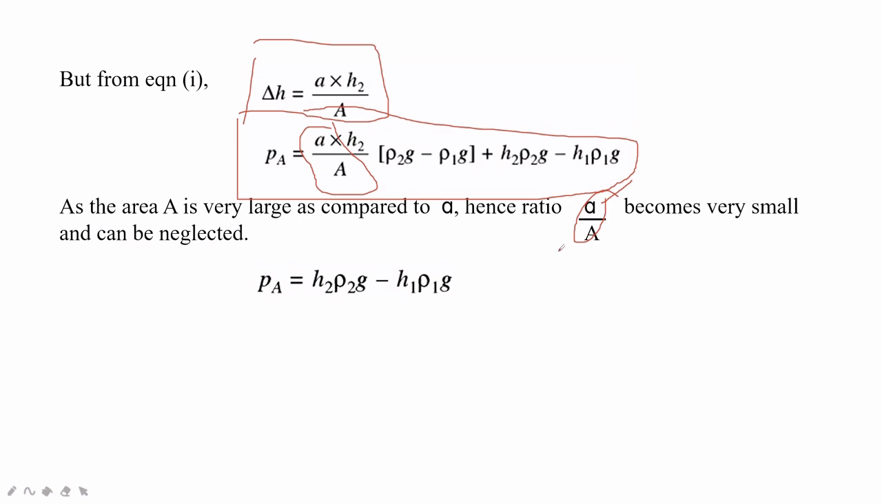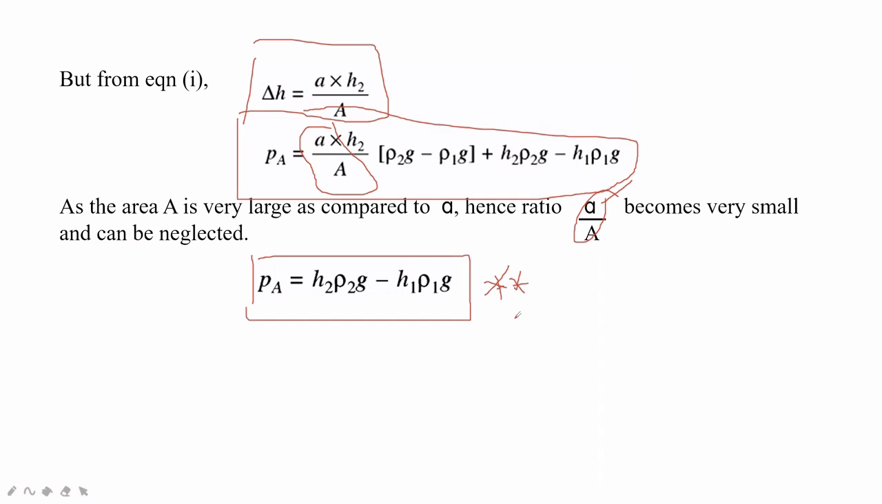Then whenever you are given a problem on a vertical single column manometer, you have to use the formula PA, where the pressure is to be calculated, equal to H2 rho 2 g minus H1 rho 1 g. So just remember this whenever you come across a question on a vertical single column manometer.